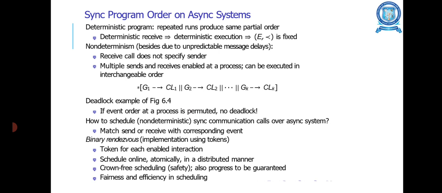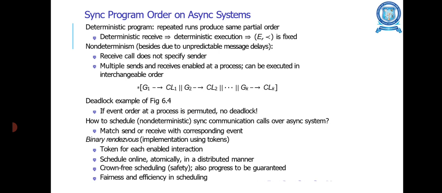Synchronous program order on asynchronous system. Here, first, deterministic program: for synchronous program order, repeated runs produce the same partial order. This means deterministic receive leads to deterministic execution, where E is the execution, that means (E, precedes) is fixed, with no non-determinism.